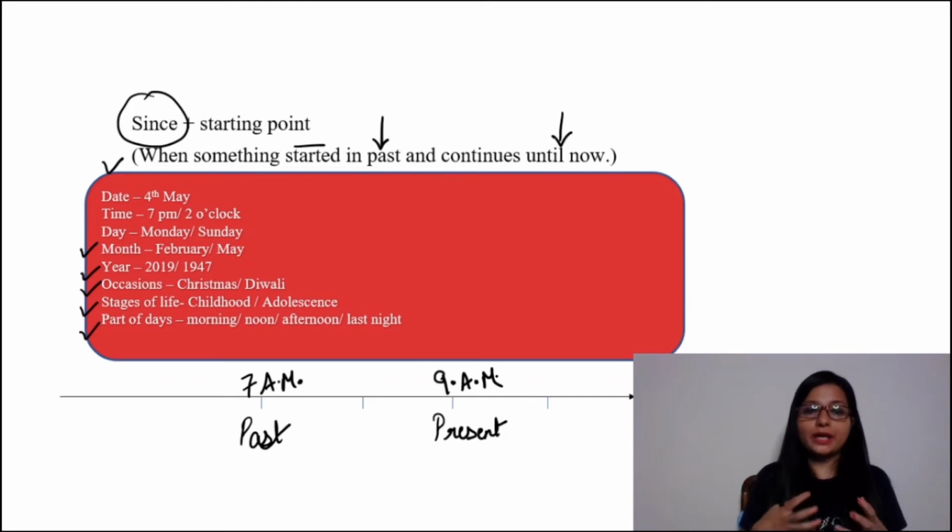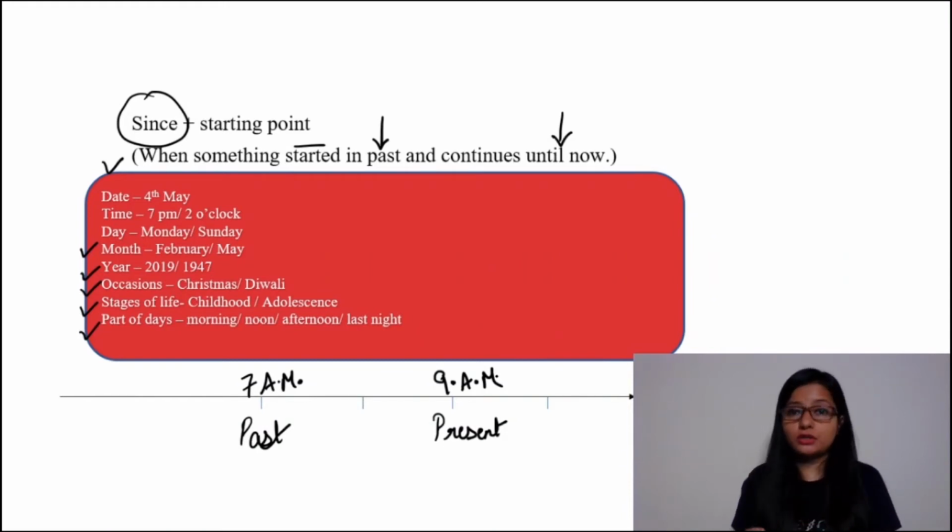Then how will you create a sentence? Suppose you get a phone call, and you want to tell that person that you are waiting for the doctor, and you want to mention for how long you have been waiting for the doctor. Then you will say, I have been waiting for the doctor since 7 a.m.